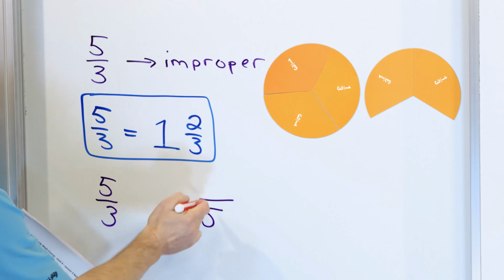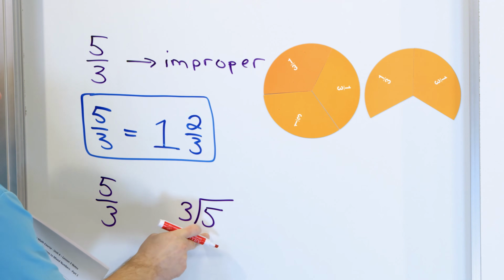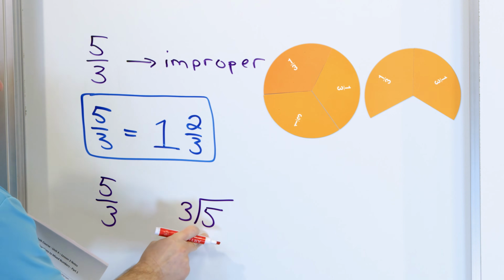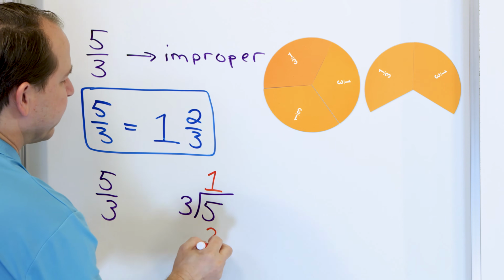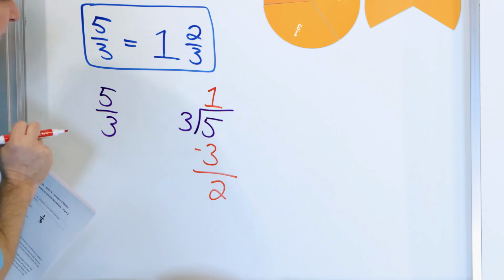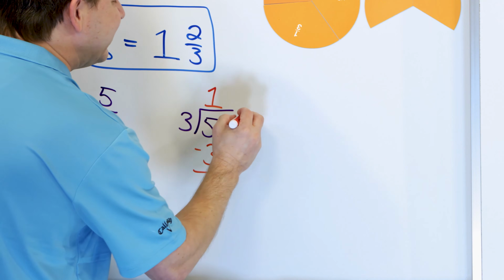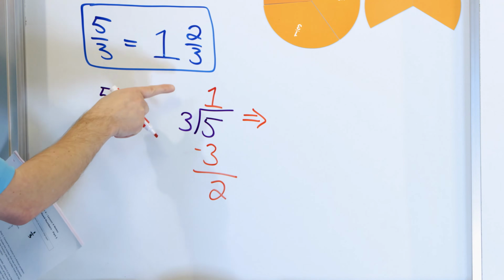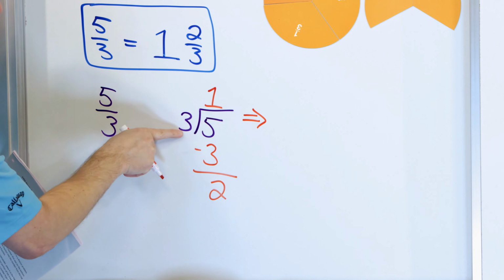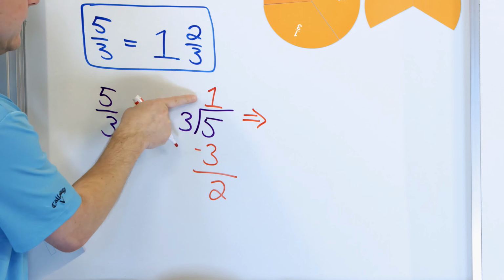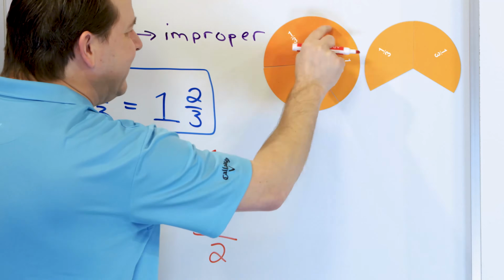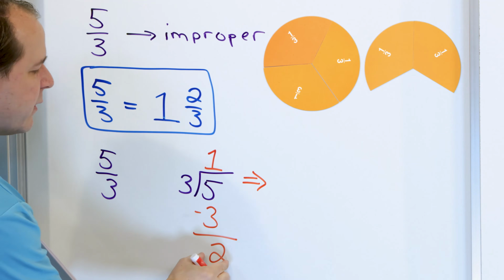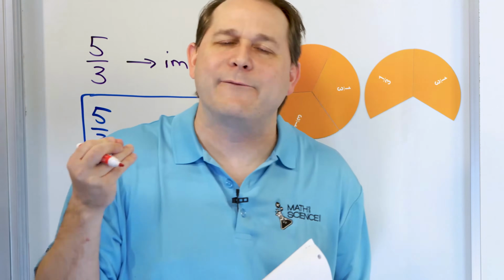Well, 3 times something is 5. 3 times 1 is 3, 3 times 2 is 6. That's too big. So it has to be 3 times 1 is 3. Then we multiply, and we subtract, and we get a remainder of 2. So when we take 5 and divide it by 3, it goes one whole time. That means we have one whole pizza. And what is left over? A remainder of 2.